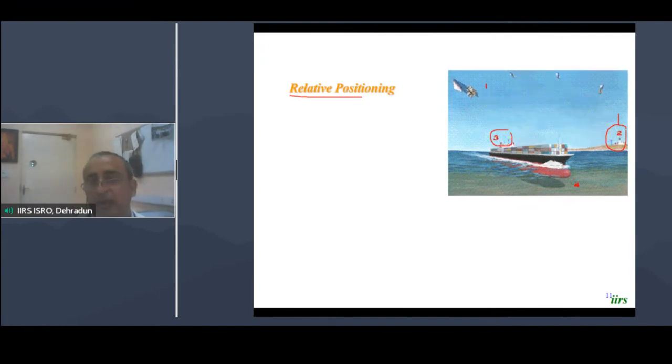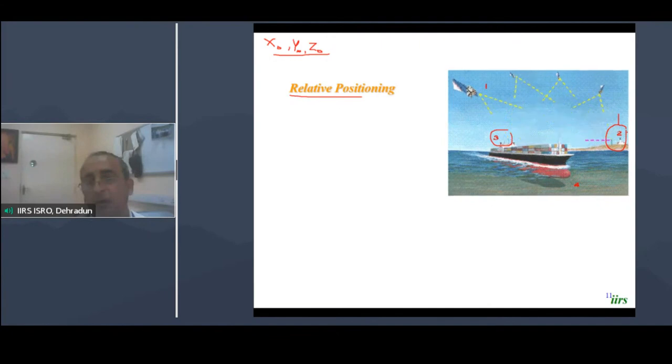So what we have done is the base unit is kept at a lighthouse. Why? Because the lighthouse is a known point. So we know the actual coordinates of the lighthouse, X naught, Y naught, and Z naught.